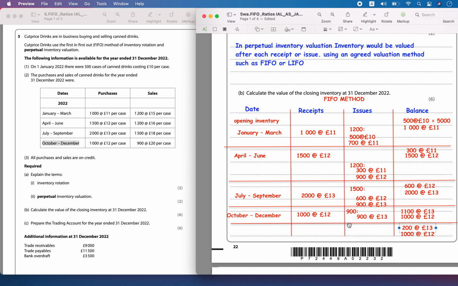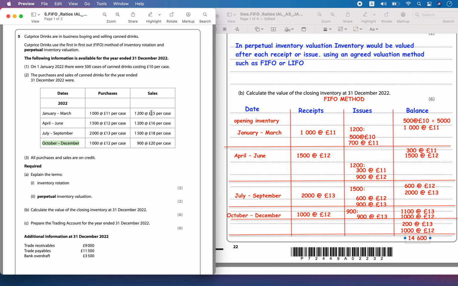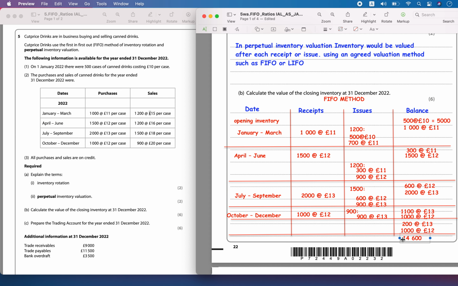Now let's add up these two to get the closing inventory. So the closing inventory value is going to be equal to 14,600, the value of the closing inventory in pounds.